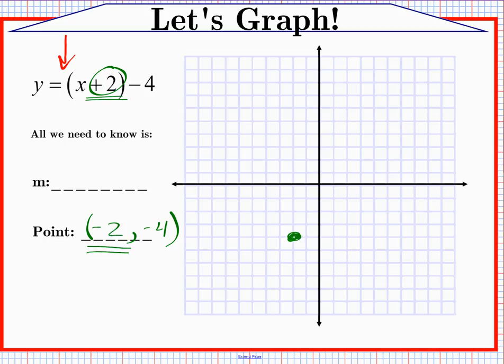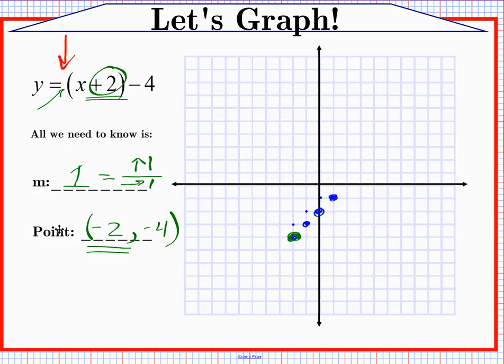Now I don't see a slope, which means that my slope is going to be 1. When I look at x, I have 1 x there. So if I had to put a number in front of x, it would be 1. This means up 1, right 1. So all my new points are going to be found by starting at my first point and going up 1, right 1, up 1, right 1, up 1, right 1.